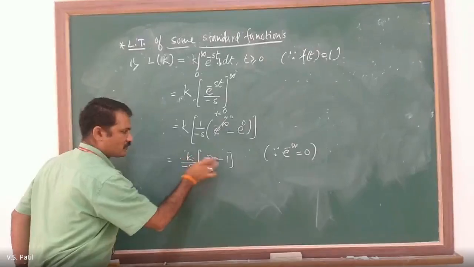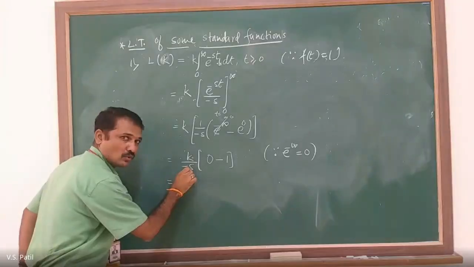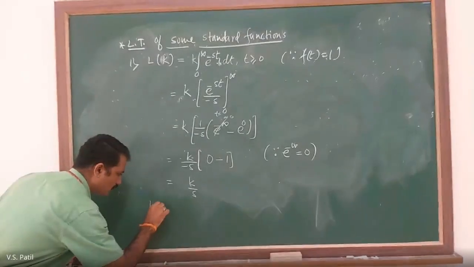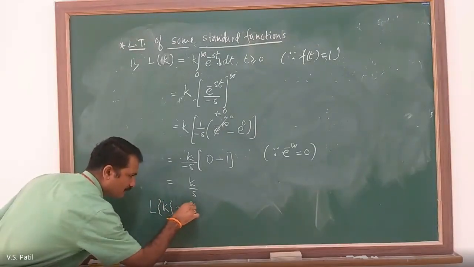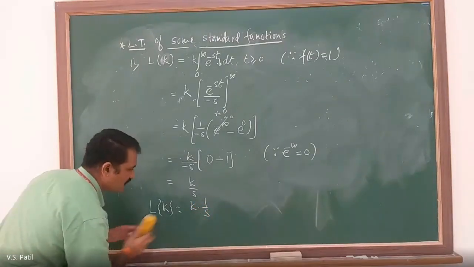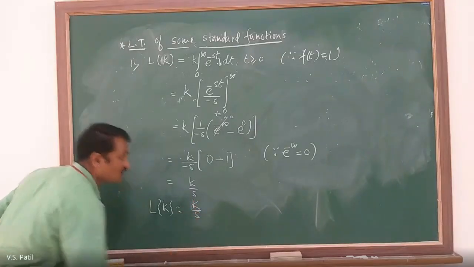If you simplify this, what happens? Minus divided by minus is plus. So you get k by s. What is your final conclusion? The Laplace transform of k is k by s. So you can write directly k by s.